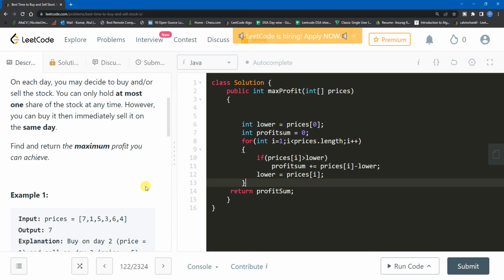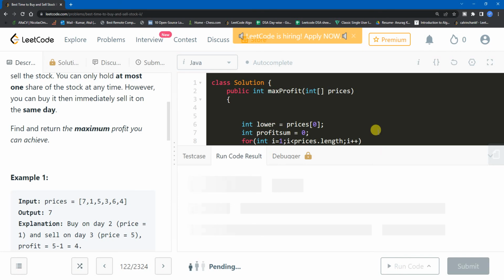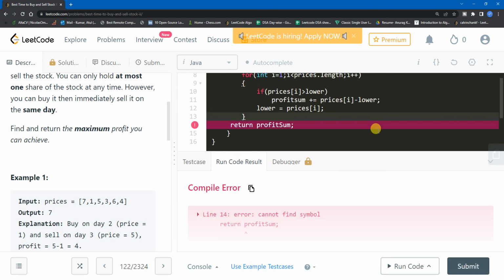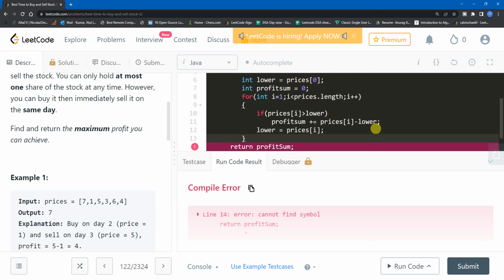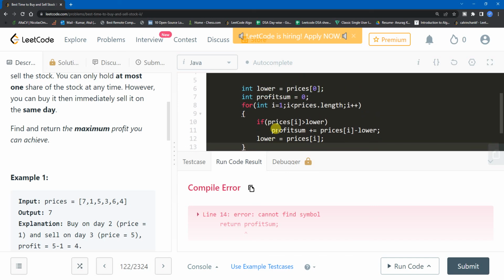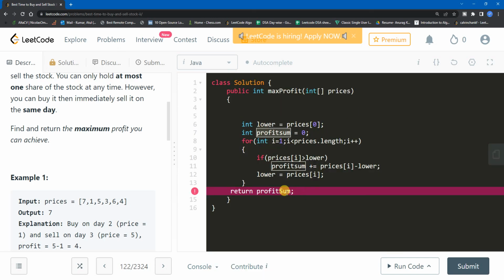Okay, and I'm just going to run this code. It is not finding the symbol, so return of profit sum. Yes, so it is profit sum. One minute, guys. Okay, sorry, it is actually sum. So profit sum, just run this code again.